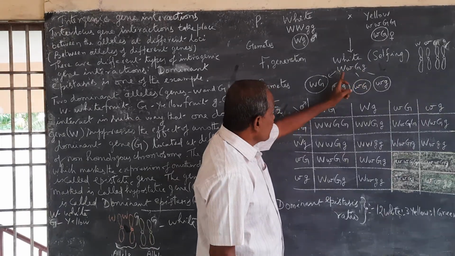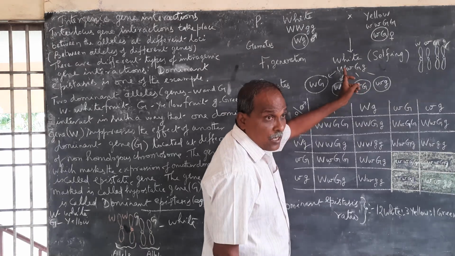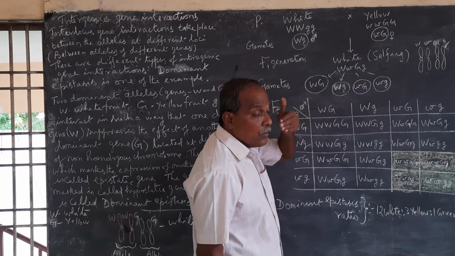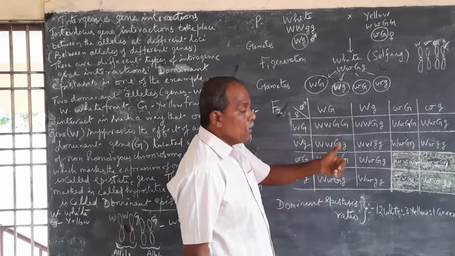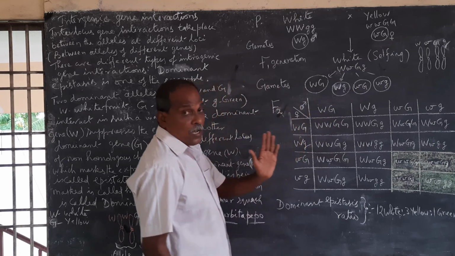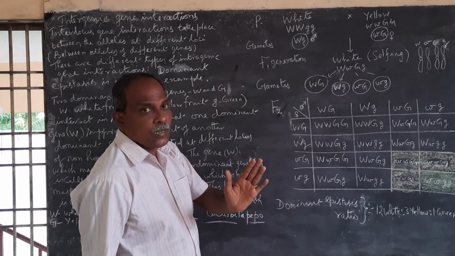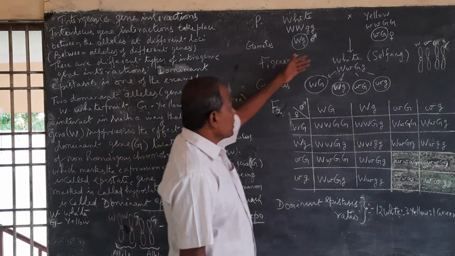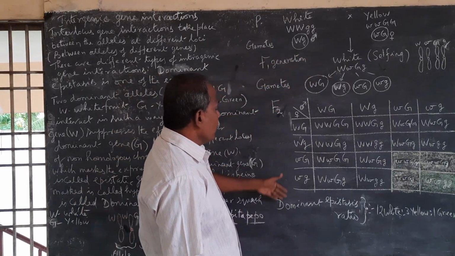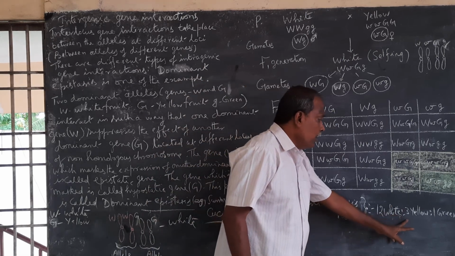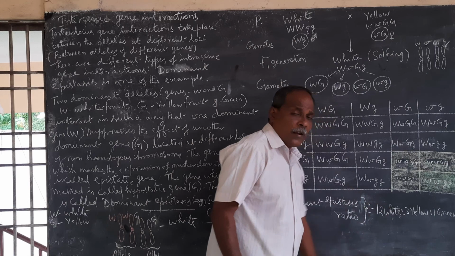The gene which masks or suppresses the expression of another dominant gene is called the epistatic gene. The gene which is being masked or suppressed is called the hypostatic gene. So white is epistatic, yellow is hypostatic. Yellow is dominant over green. When the F1 hybrids were self-pollinated, the offspring produced in the F2 generation were in the ratio of 12 white to 3 yellow to 1 green.